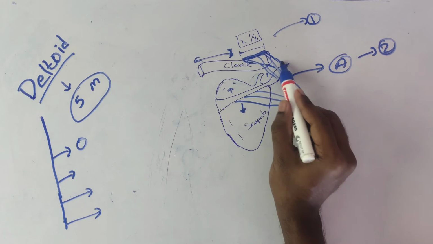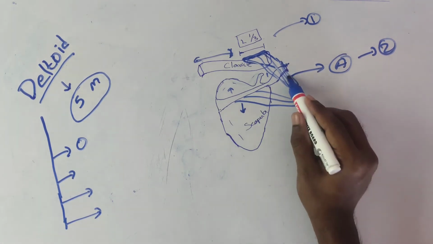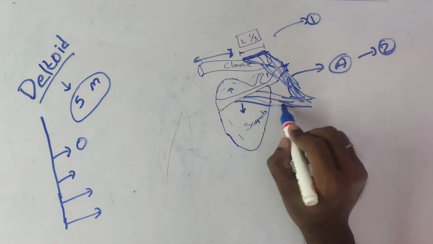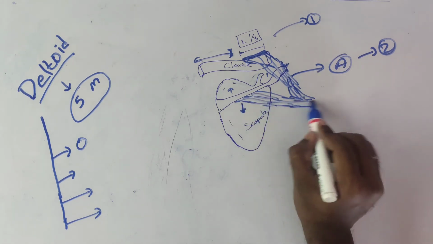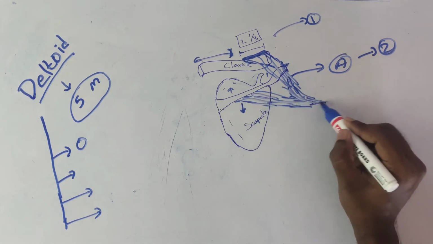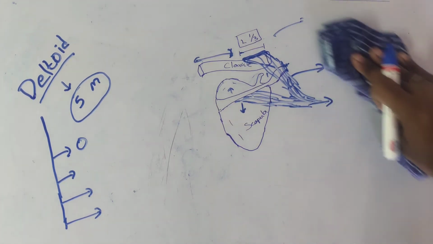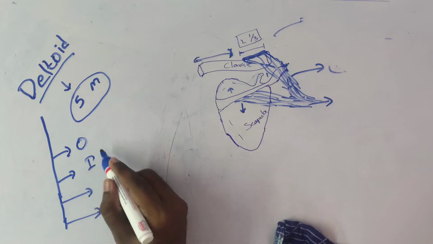The origin of the muscle takes place from the lateral side of clavicle, the lateral side of acromion process, and the lower lip of spine of scapula, and here is the origin. There are 3 parts of origin. This is all about origin. And now it comes to the insertion.